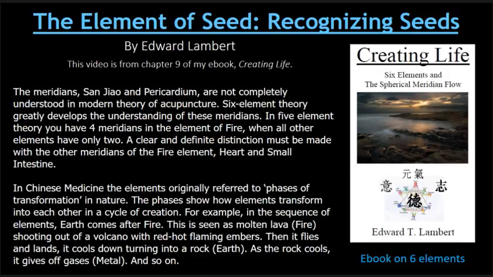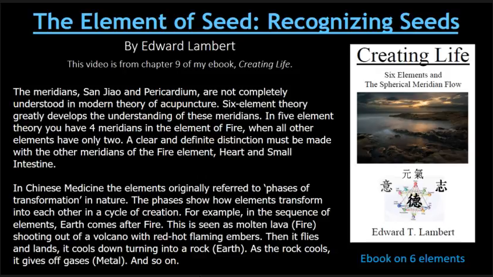The meridians Sanjiao and pericardium are not completely understood in modern theory of acupuncture. 6-element theory greatly develops the understanding of these meridians. In 5-element theory, you have 4 meridians in the element fire, when all other elements have only 2. A clear and definite distinction must be made with the other meridians of the fire element, heart and small intestine.